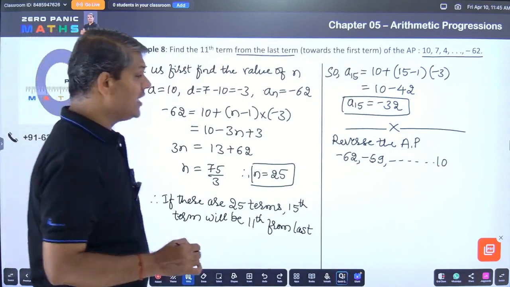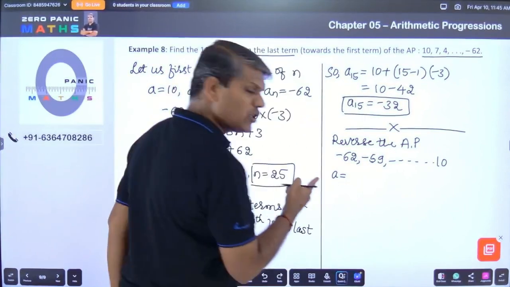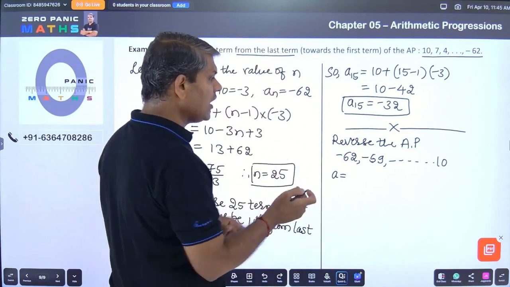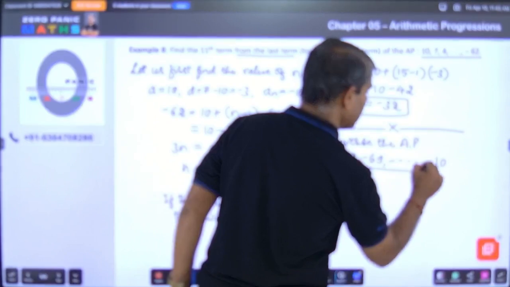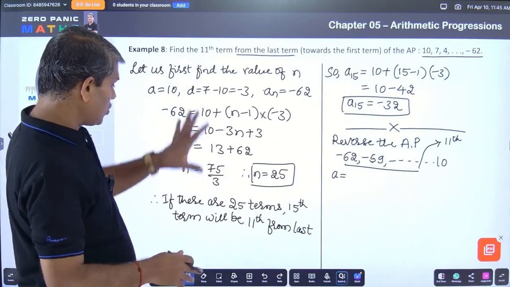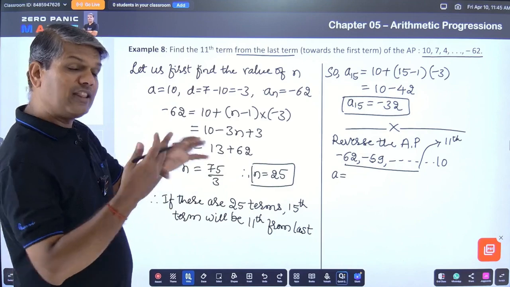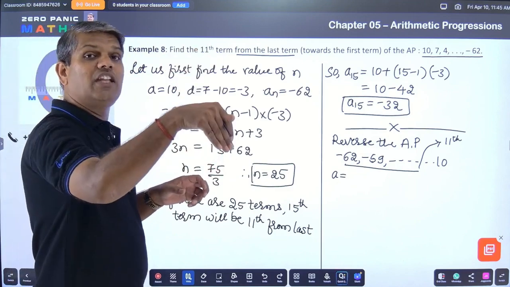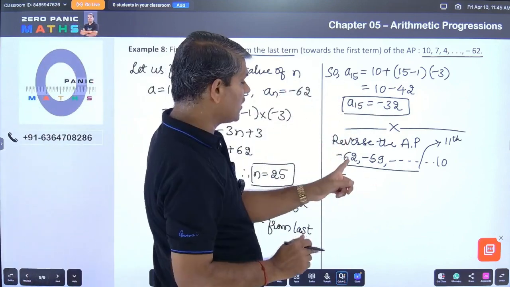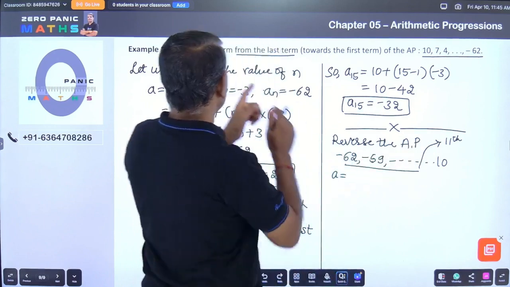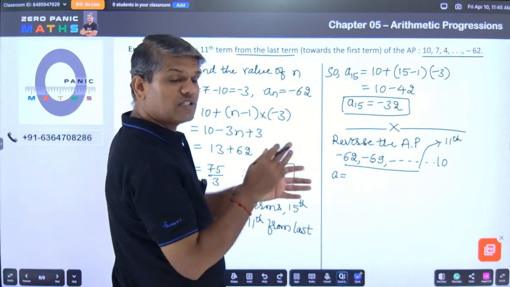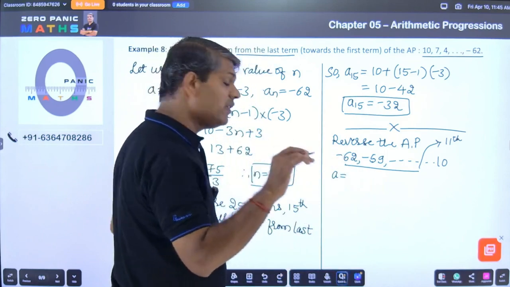So in this case, you understood this clearly? We are actually reversing the arithmetic progression so that you can directly find out the 11th term somewhere here. If you get the 11th term directly, you don't have to find the total number of n and then find out from 25th to 15th is the 11th. You don't have to do all that, because you are just reversing the arithmetic progression. The overall 11th term is the 11th term that you need. But in this case, the first term and the difference will be different.